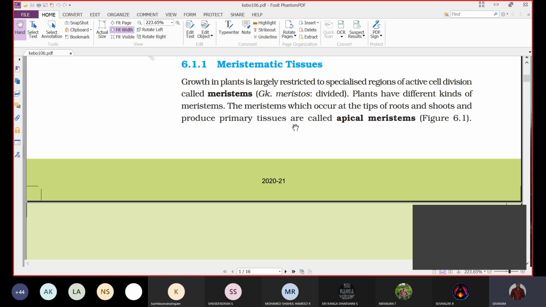Meristematic tissue. Growth in plants is largely restricted to specialized regions of active cell division called meristems.